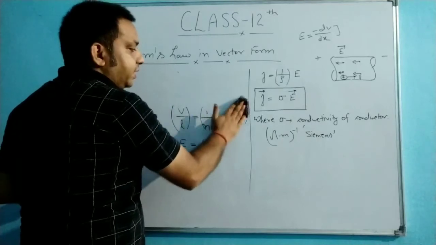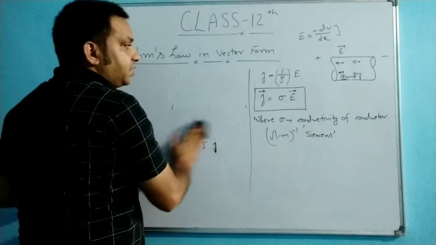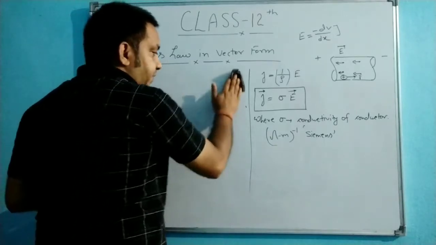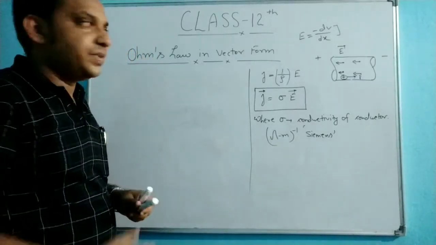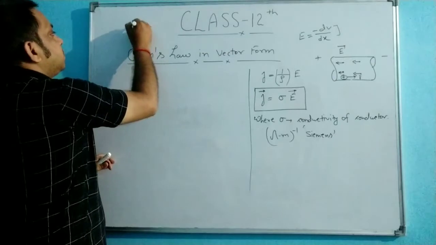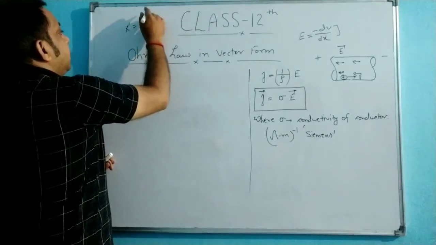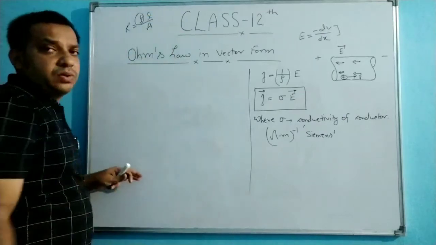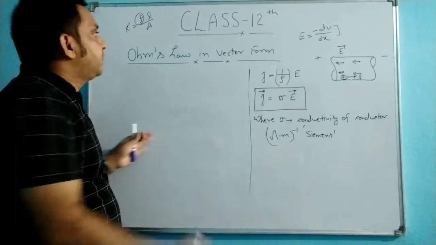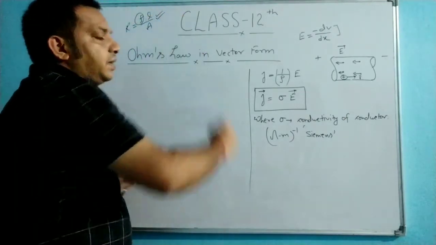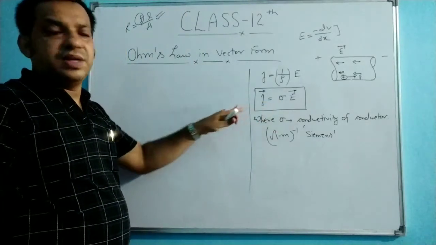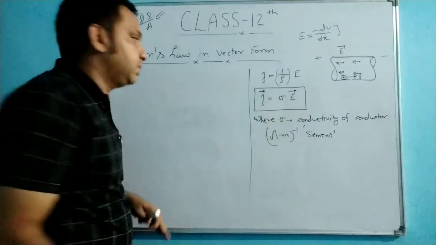We can also find the conductivity with the help of this relation, 1 upon specific resistance or resistivity. So with the help of the formula R is equal to rho L upon A, you can find the dimension of rho and just take the reciprocal. So with the help of this formula you can also find the dimension of conductivity, but we are finding the conductivity with the help of this formula.